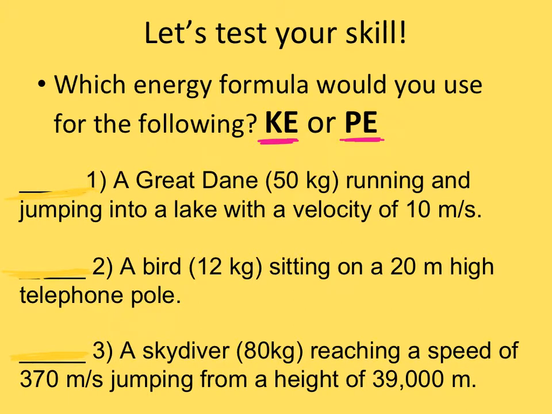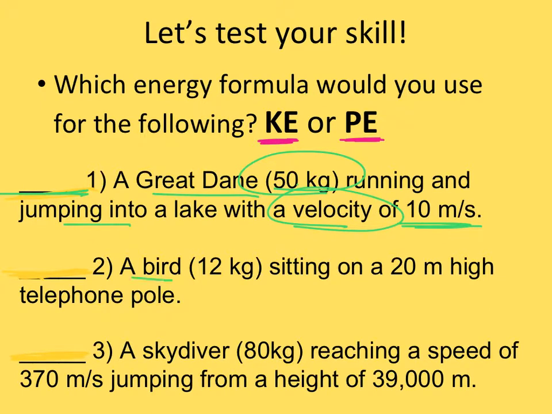So the first one here, we have a Great Dane, which is a dog. Here we have a value for mass. That dog is running and jumping into a lake with a velocity of 10 meters per second. So two things: think about what the object is doing and think about the two values that we have for our formula. You don't have to solve this, just record either KE or PE on the line.